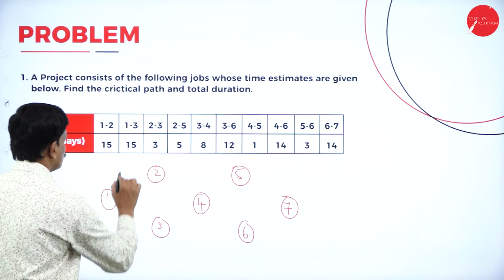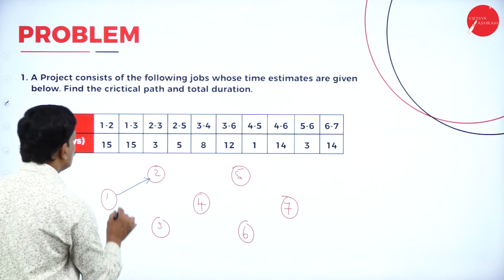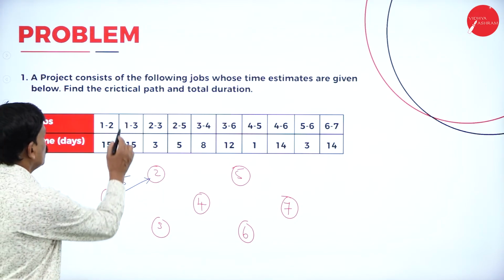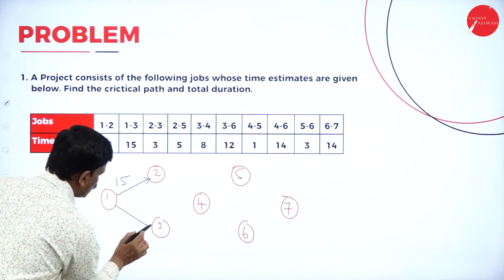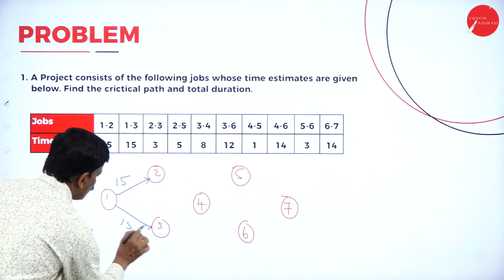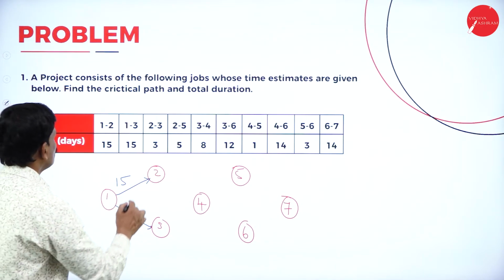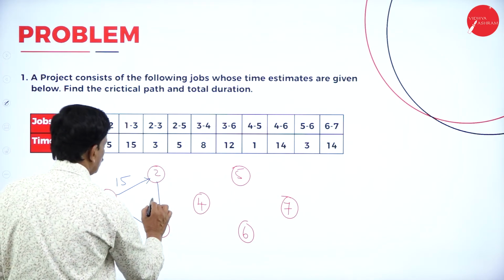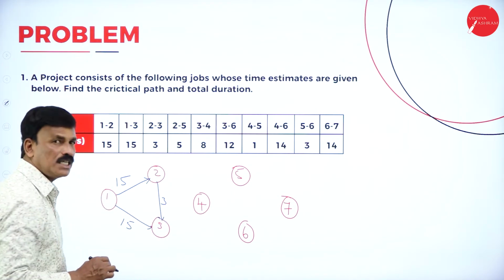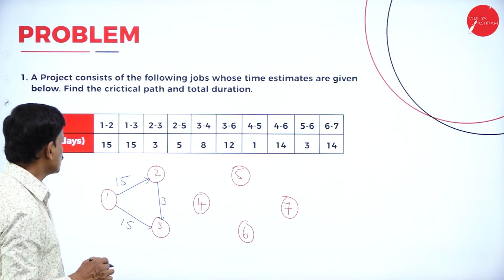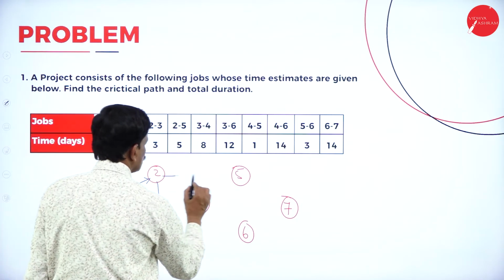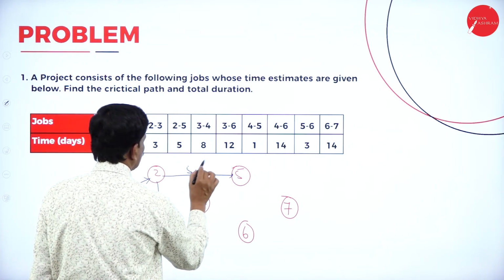1 to 2. How many days will it take to complete? The time is 15 days. Again 1 to 3, how many days? 15 days. Then 2 to 3, it requires 3 days. Again 2 to 5, this is 2 to 5, and it will have 5 days.